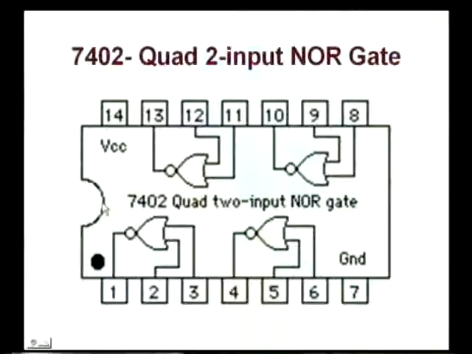The 7402 is a quad 2 input NOR gate, that is, it contains 4 NOR gates with each NOR gate containing 3 pins. 2 are the input pins and the third pin is the output terminal. So, 4 NOR gates, hence the name quad 2 input NOR gate, because each NOR gate is of 2 inputs. See here, the 7402 is an IC that contains these 4 NOR gates.